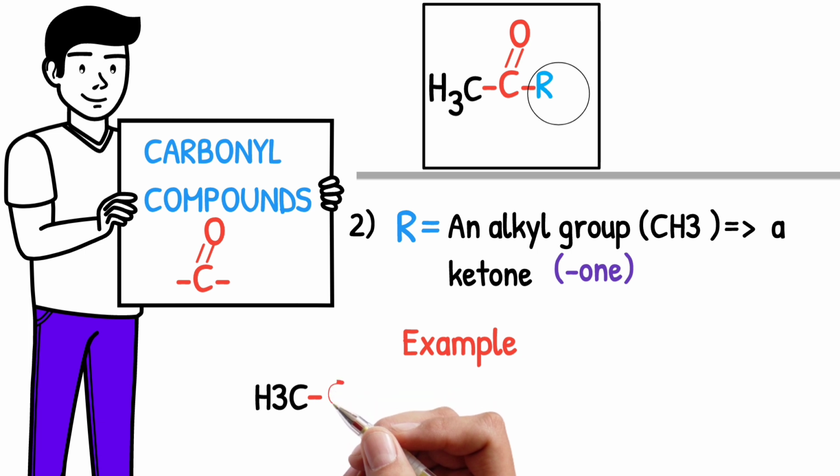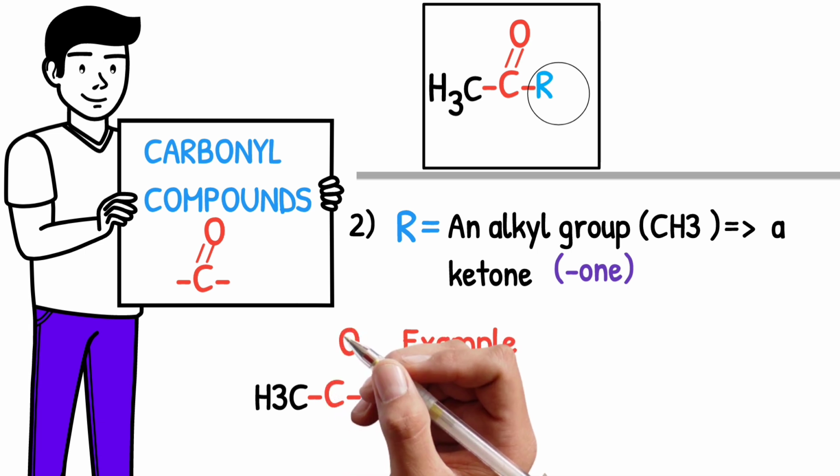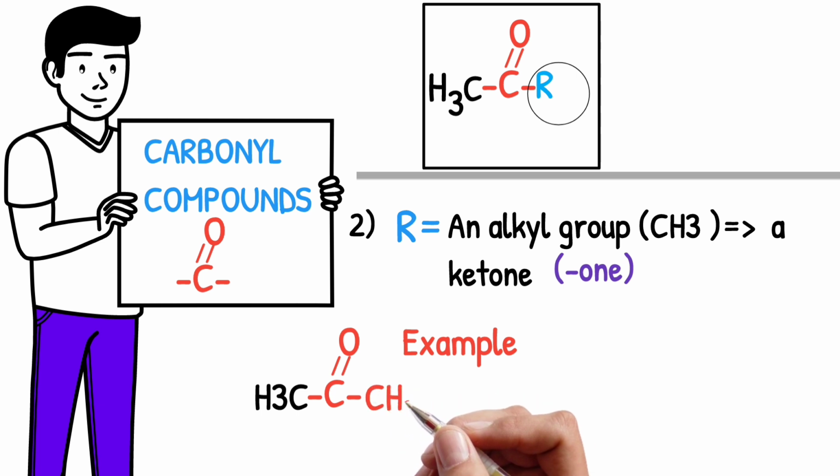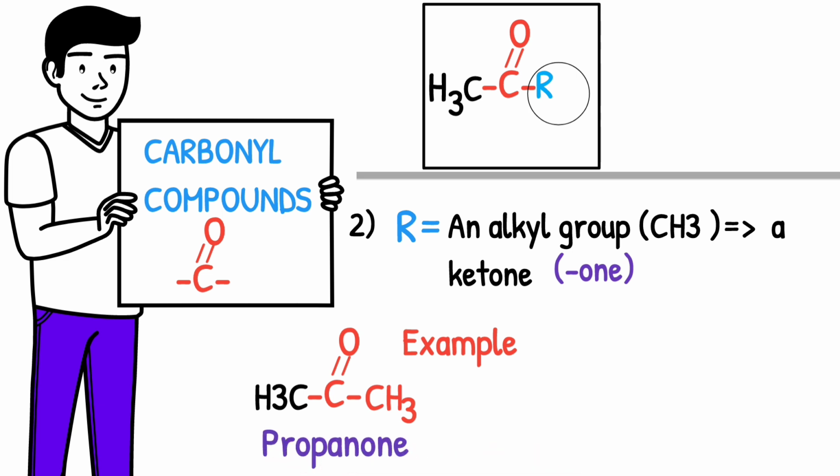Let's look at an example. We have our methyl group as before, our carbonyl functional group, and we are replacing our R with an alkyl group, preferably a methyl group. So this is our ketone. And the name of all ketones ends with on. So let's count the number of carbon atoms we have. We have 1, the carbon at the methyl, the carbonyl carbon, and another methyl. So there are 3 carbon atoms in this compound.